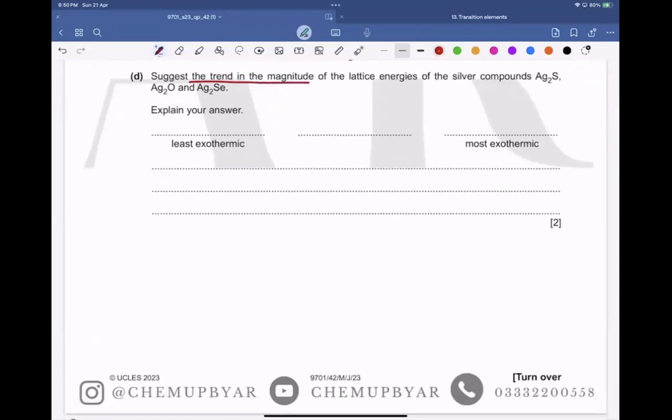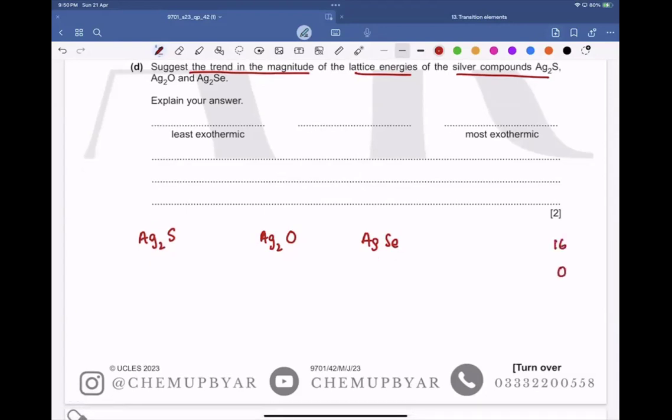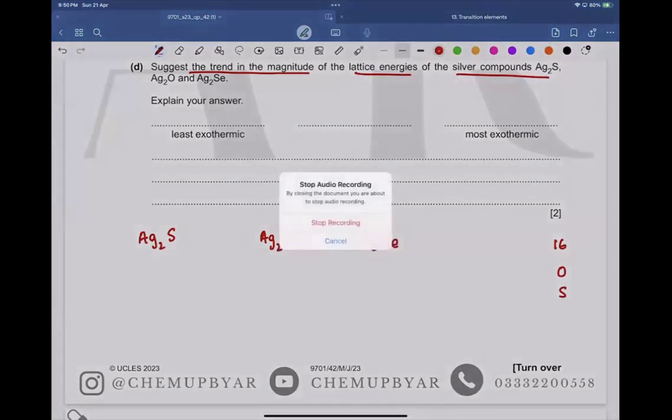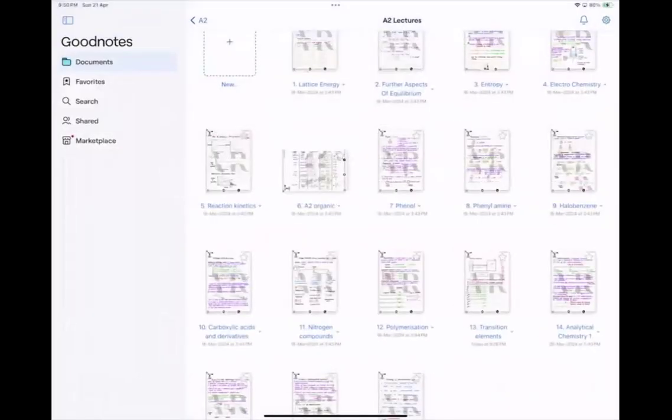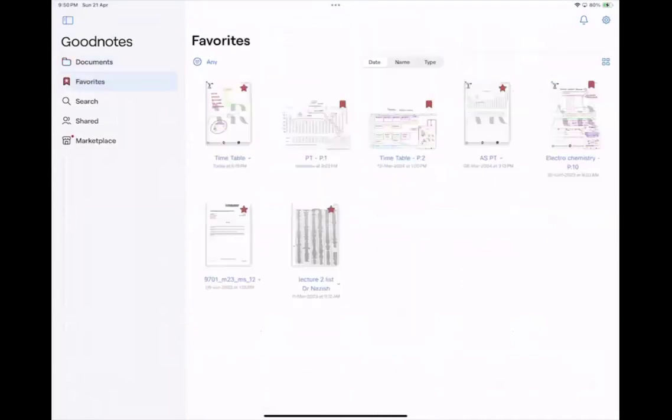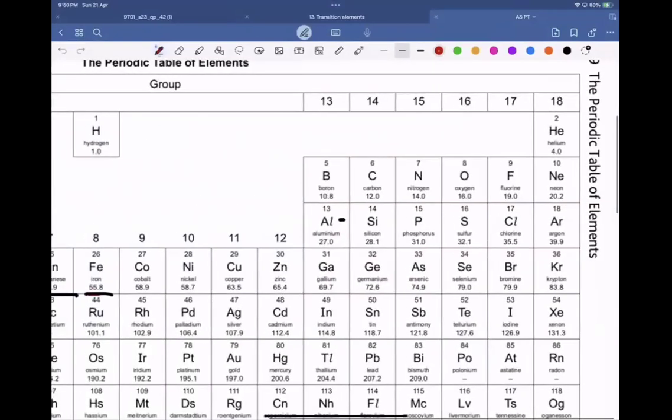So it is the trend in the magnitude of lattice energy of silver compounds: Ag2S, Ag2O, and Ag2Se. Now have a look over here in the periodic table. The periodic table is provided to you. If you see in the periodic table in group 16, you will find oxygen over here, then you will find sulfur over here. And I remember that beneath sulfur there is selenium. Not sure. So yeah, it's selenium. So oxygen, sulfur, and selenium.